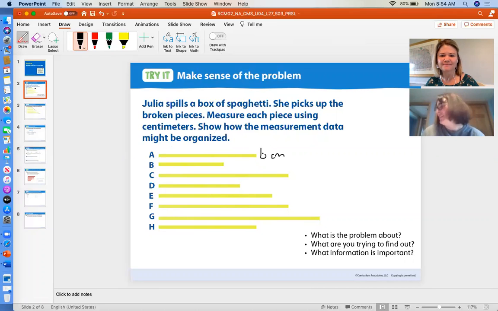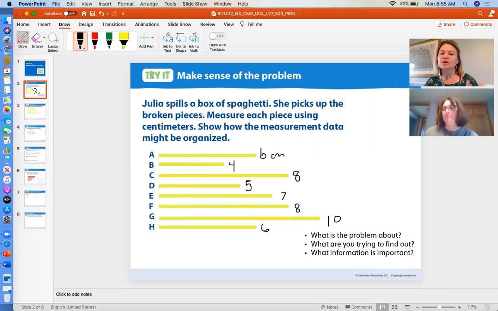Okay. B is 4 centimeters. Okay. C is 8 centimeters. All right. D is 5 centimeters. E is 7. F is 8. G is 10. And H is 6.